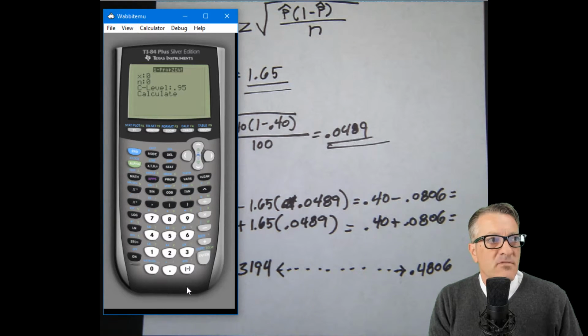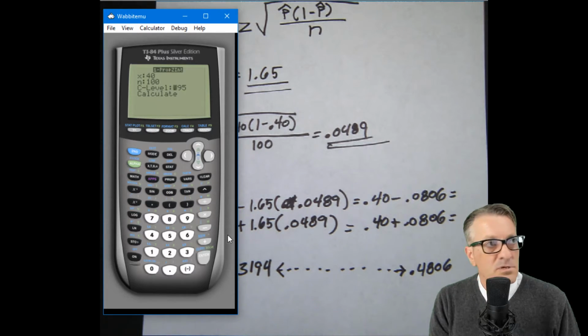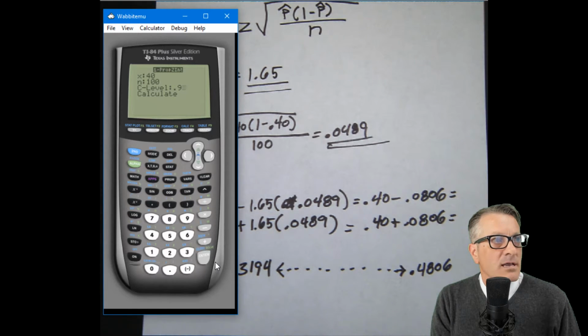Now, if you have something complicated, you can always do this: 0.4 times 100, and it puts it in for you. Okay, n is 100. And then we need to make sure our confidence interval is correct, which was 90%. So it's the decimal 0.9. Okay.